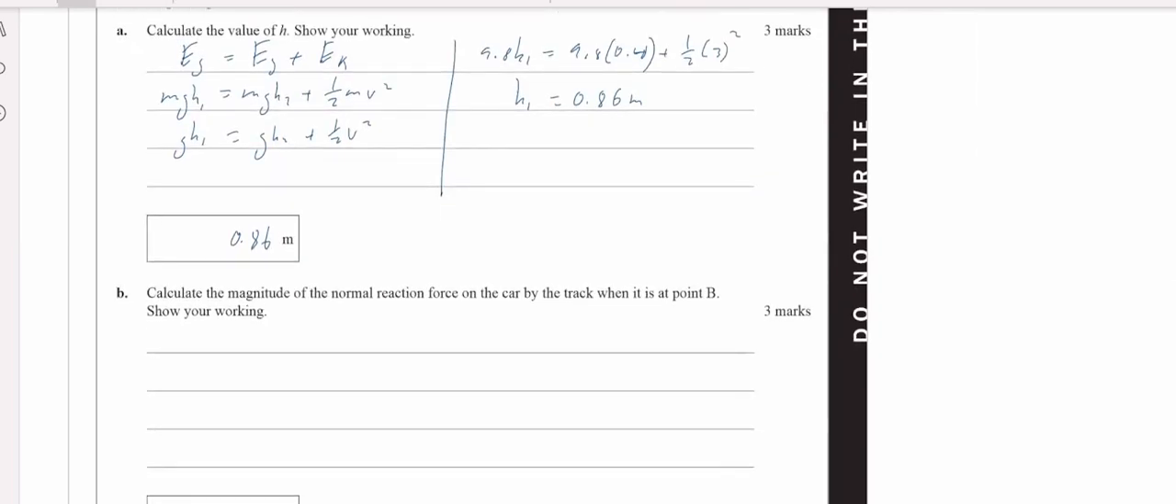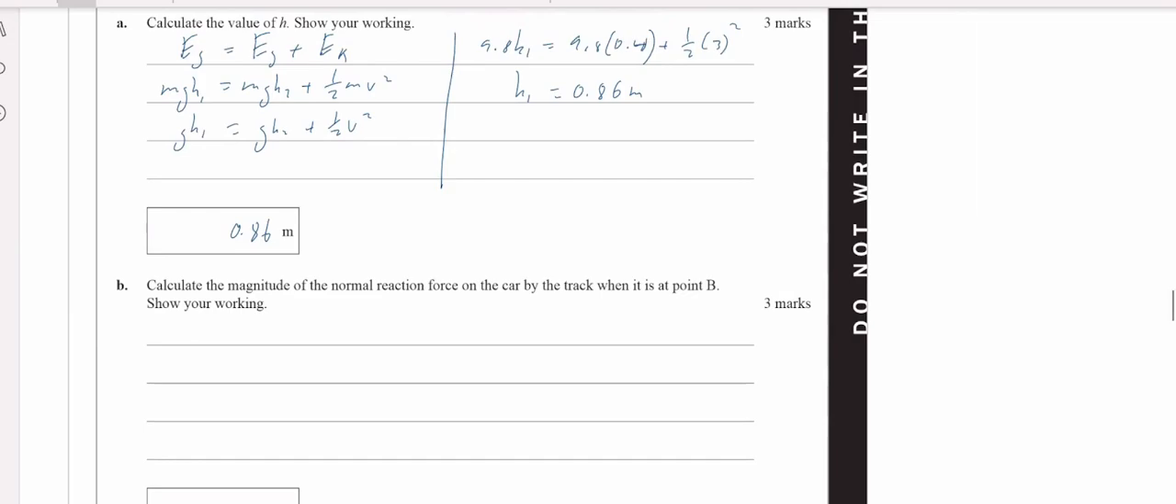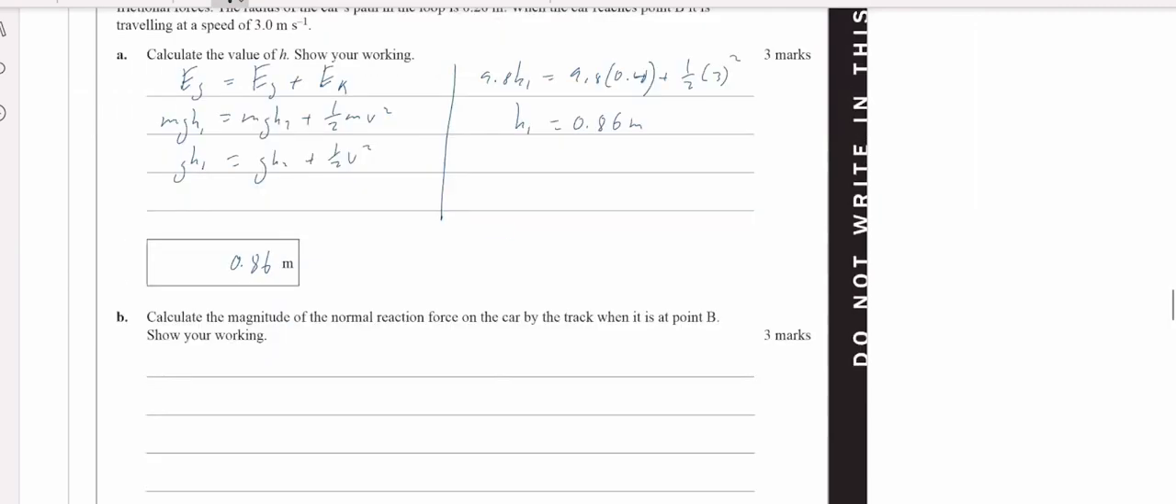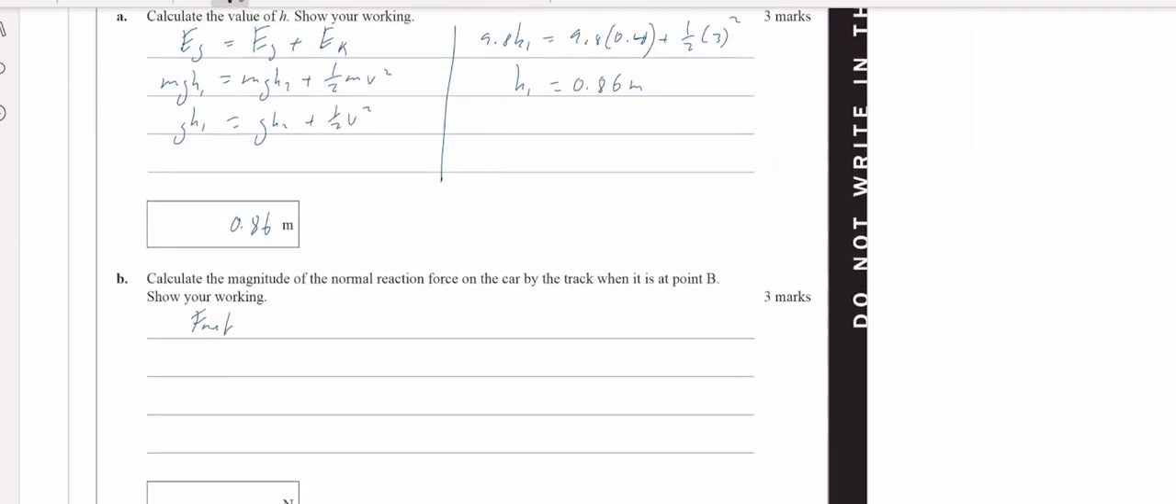Calculate the magnitude of the normal reaction force on the car by the track when it is at point B. Point B, F net would equal the gravitational force plus the normal force. So F net is circular, mv squared over r, equals mg plus Fn.